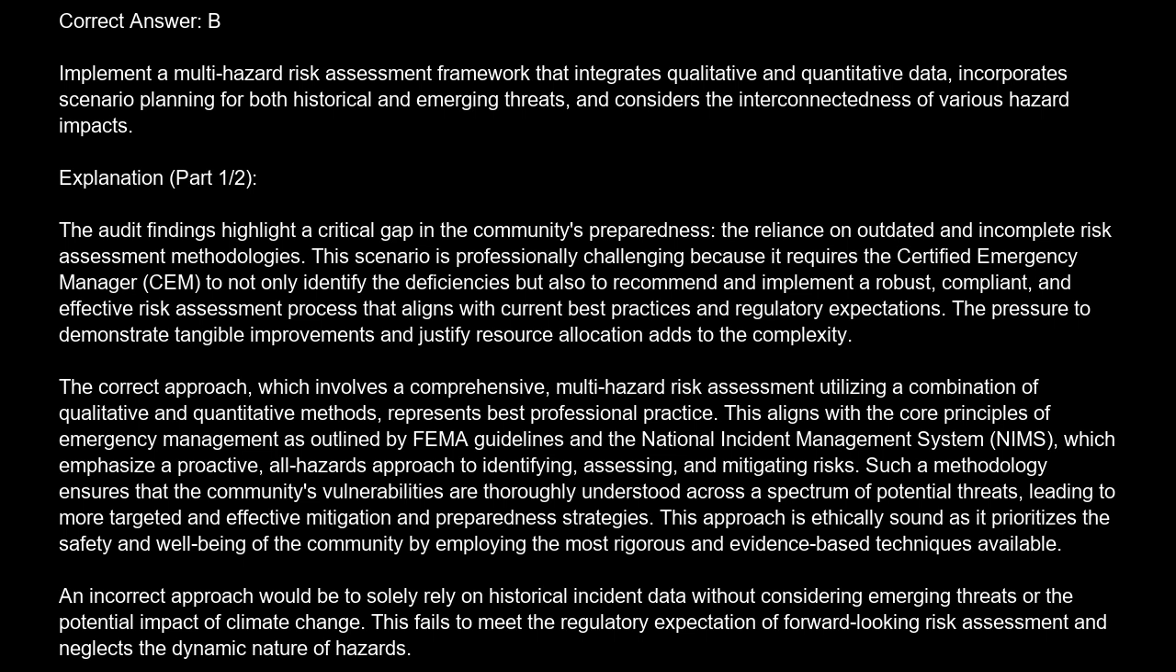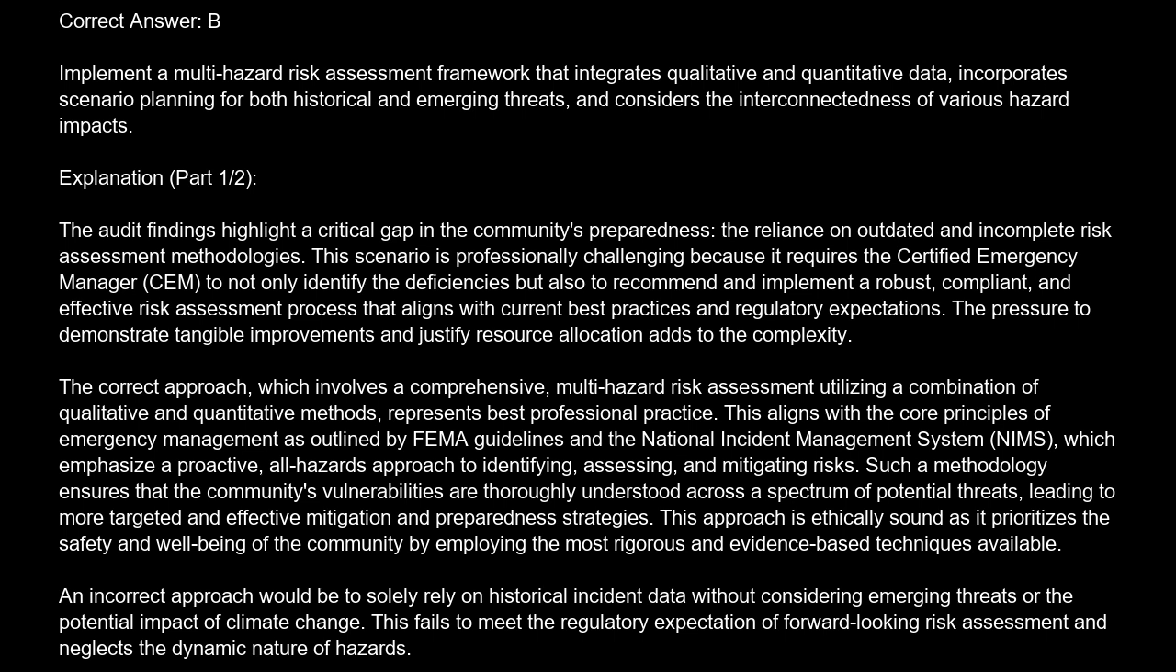Explanation. The audit findings highlight a critical gap in the community's preparedness: the reliance on outdated and incomplete risk assessment methodologies. This scenario is professionally challenging because it requires the Certified Emergency Manager, CEM, to not only identify the deficiencies, but also to recommend and implement a robust, compliant, and effective risk assessment process that aligns with current best practices and regulatory expectations. The pressure to demonstrate tangible improvements and justify resource allocation adds to the complexity. The correct approach, which involves a comprehensive, multi-hazard risk assessment utilizing a combination of qualitative and quantitative methods, represents best professional practice.